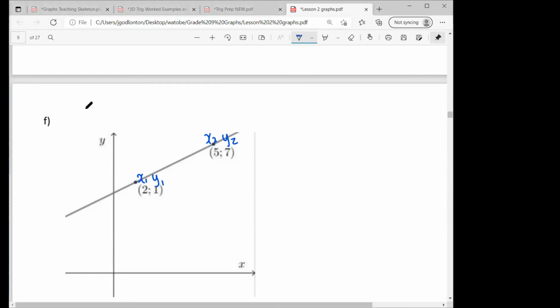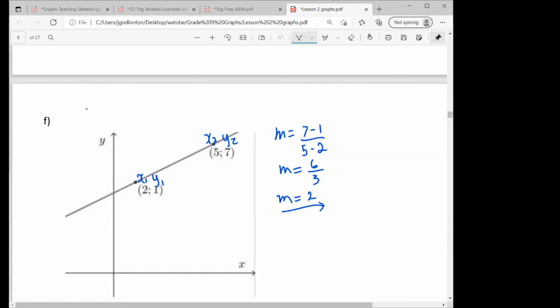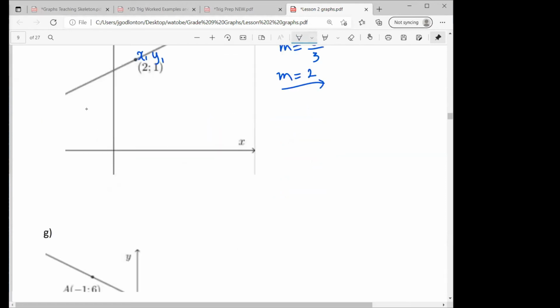Okay, and the answers are coming in. Let's have a look. M would be equal to 7 minus 1 over 5 minus 2, which is 6 over 3, which is 2. Good. I feel like we're starting to get these right, which is a good sign. So I'm going to use this opportunity to give you a nasty question in the middle before we try something else. Okay, so I'm going to get rid of this.